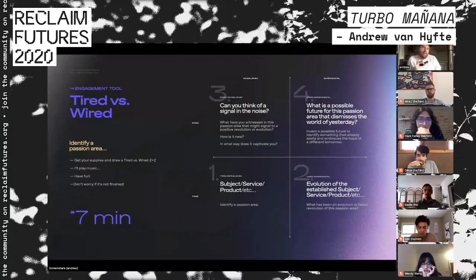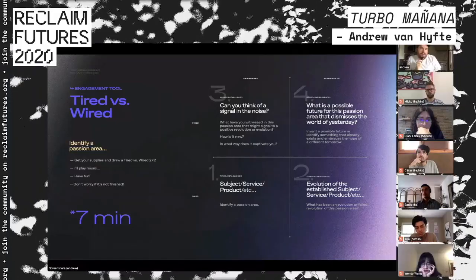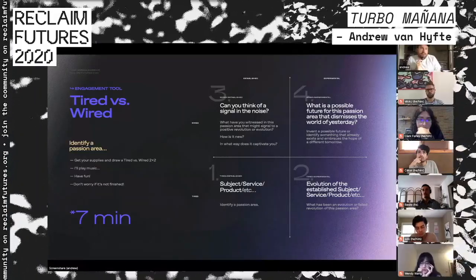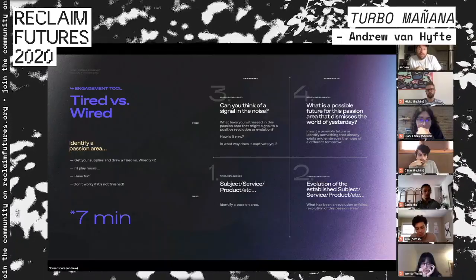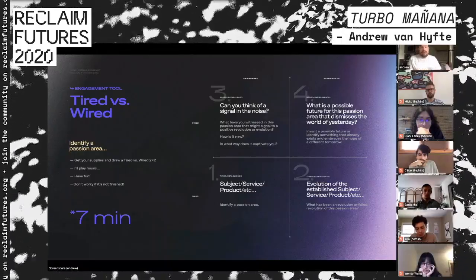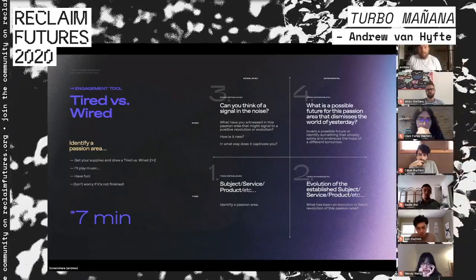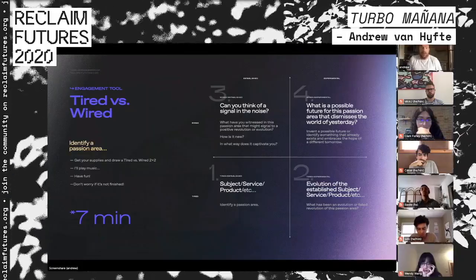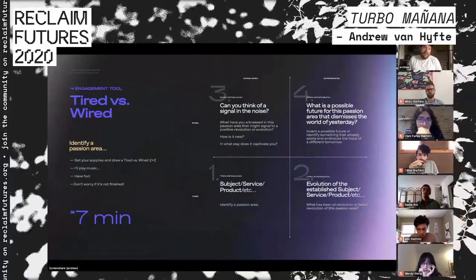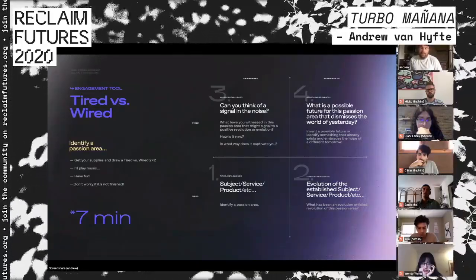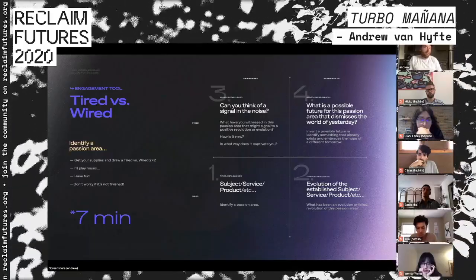So if you can think of a signal, what's wired about the current passion area that maybe is due for a bit of a refresh? And then finally, in the fourth quadrant, what is the possible future for this passion area, and what dismisses the world of yesterday? So here is the pure creation quadrant. What I want you to do with this identified passion area is invent a possible future, or identify something that already exists and embraces the hope for a different tomorrow.